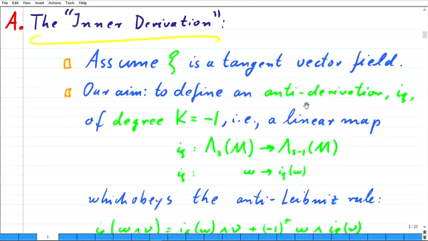And we will use this notation here for the inner derivation. The inner derivation, it's a directional kind of thing, depends on a tangent vector psi. So for every tangent vector psi, we get another inner derivation. So the inner derivation will map a differential form omega into a differential form i_psi of omega. It's supposed to obey the anti-Leibniz rule.